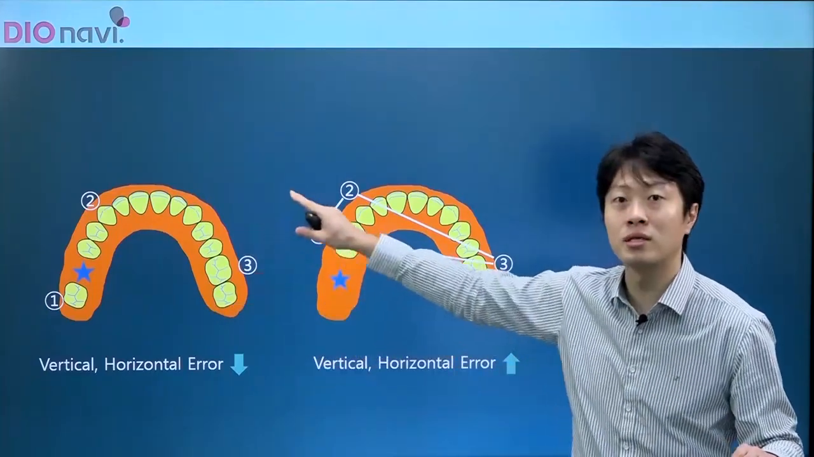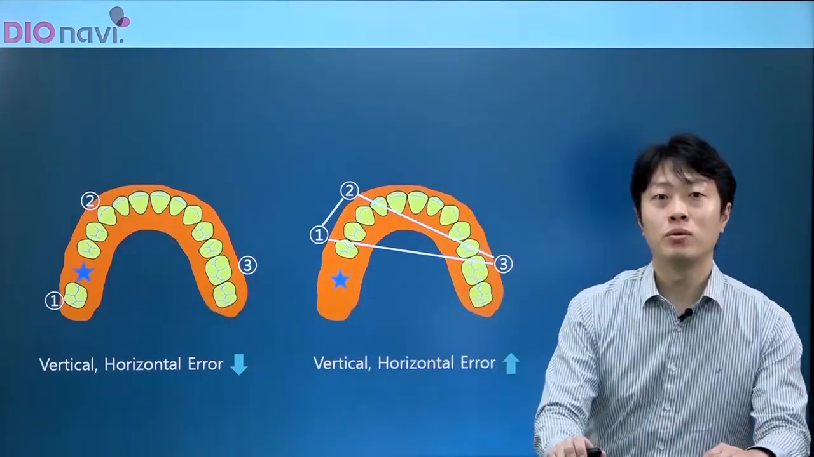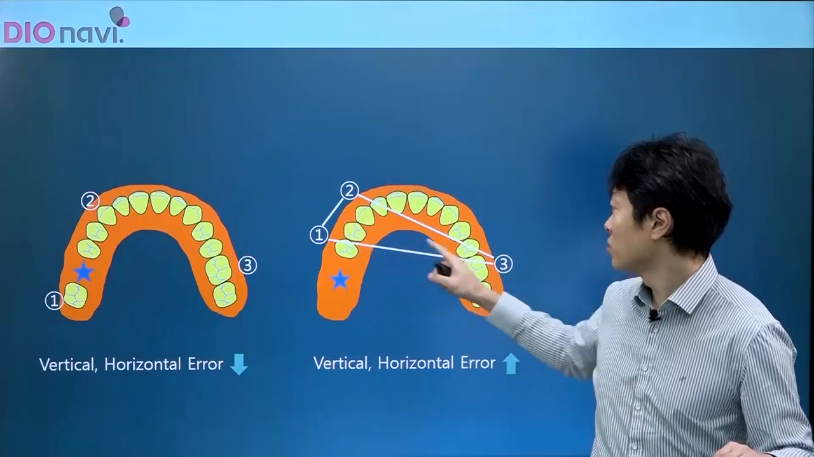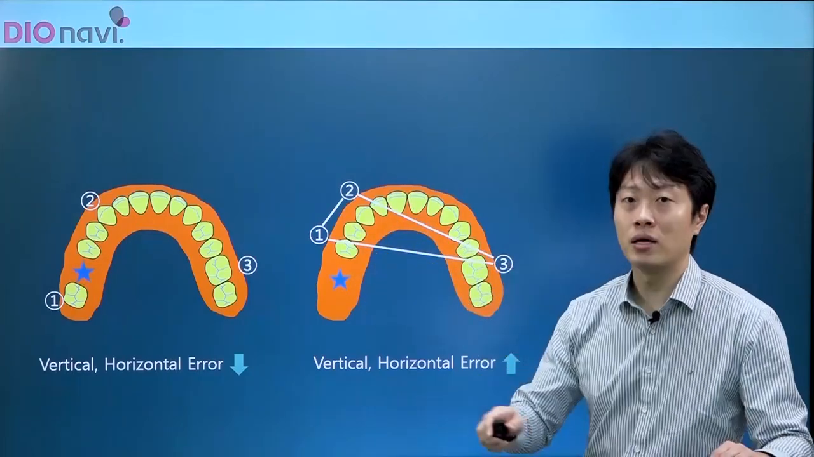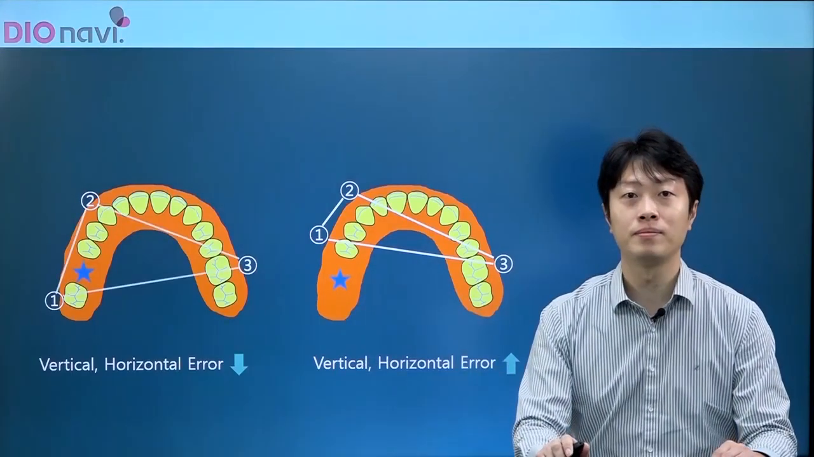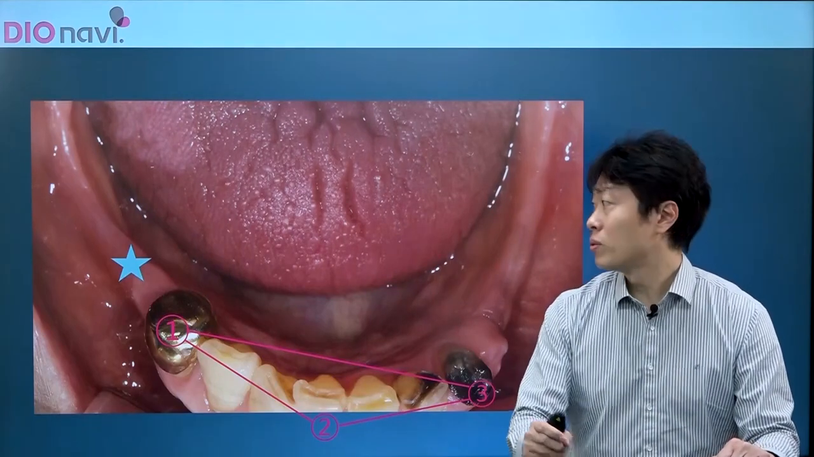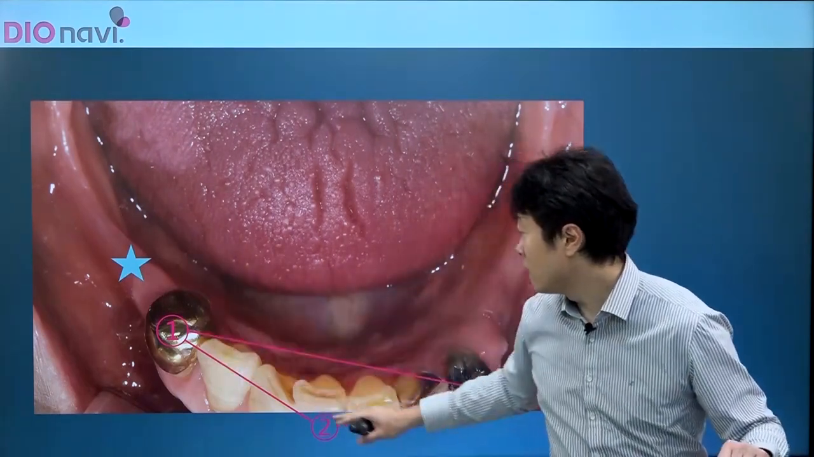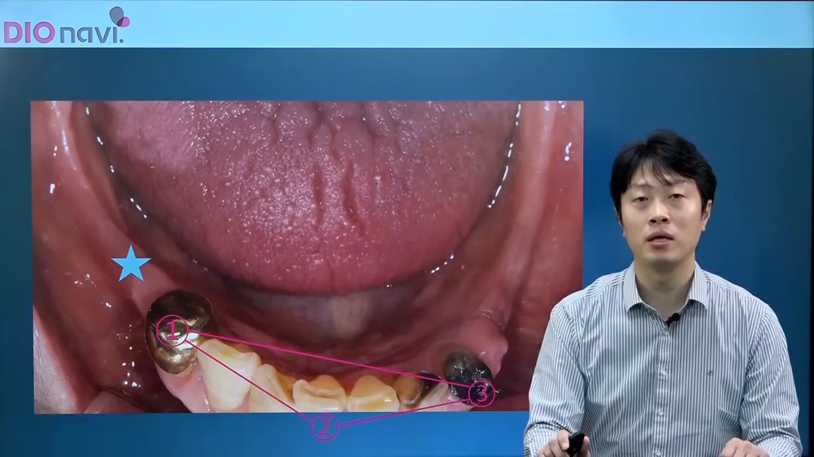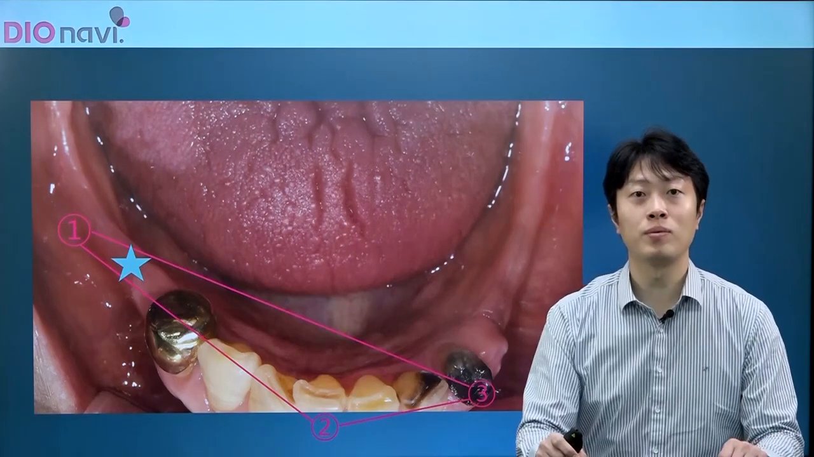With these points virtually connected, when the area where an implant is to be placed is located inside this virtual line, we can see that we are less likely to have horizontal and vertical errors. When the area to be placed is located outside this virtual line, we know that horizontal and vertical errors are more likely to occur. If the area to be placed is located behind the remaining posterior teeth, the placement location is outside the virtual line, inevitably leading to vertical and horizontal errors. In this case, we can use the resin marker on the posterior teeth to reduce the error.